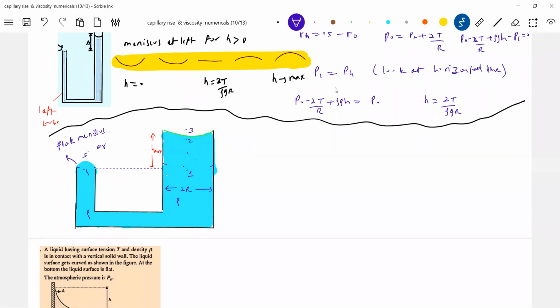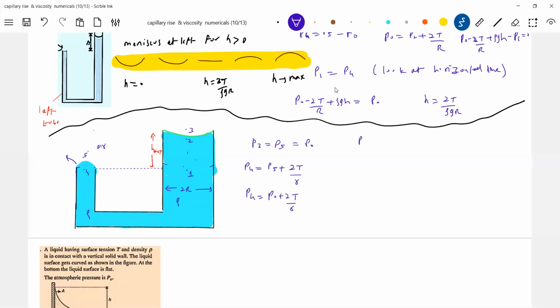Let's get into the same analysis here now. What is the pressure at 3 and 5 in this case? The pressure at 3 and 5 should be equal to P naught. The pressure at 4 should be equal to P5 plus 2T over, what shall I write here? Small r only, because the angle of contact is still 0. So P5 equals P naught plus 2T by r.